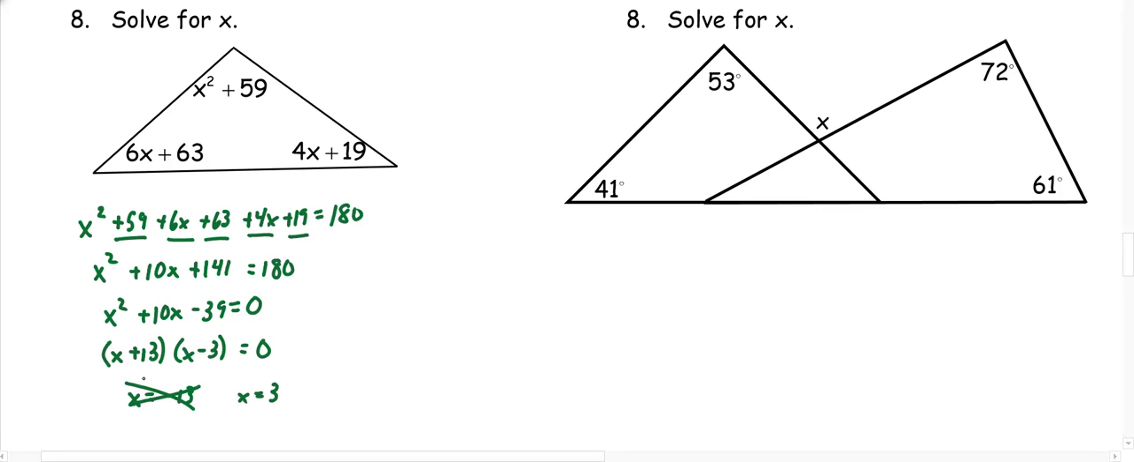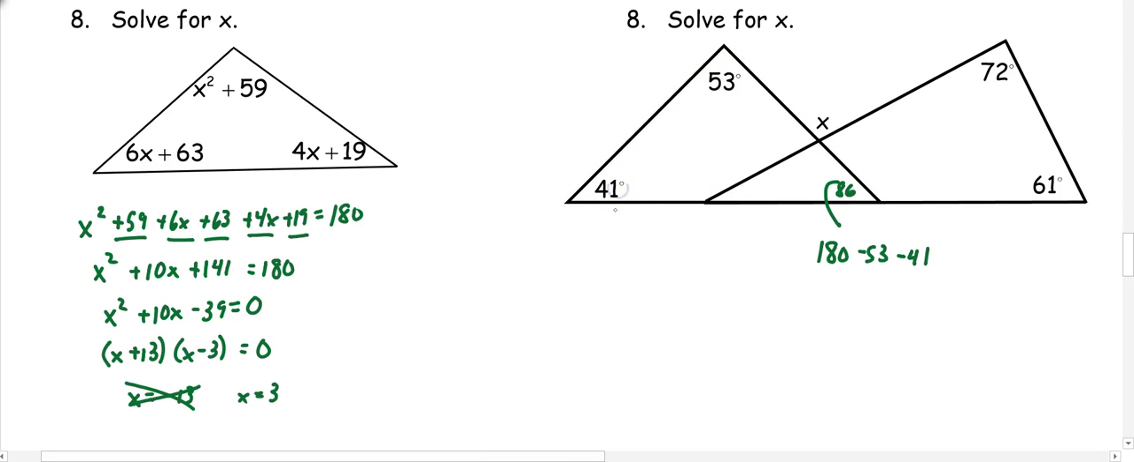Number 8, solve for x. First thing I want to do is use each of those triangles to find the missing angle. So look at the triangles that are overlapping, and I want to find that missing angle in the yellow triangle. So I'm going to subtract what I know, the 53 and the 41, from 180, and I get a measure of 86 degrees.